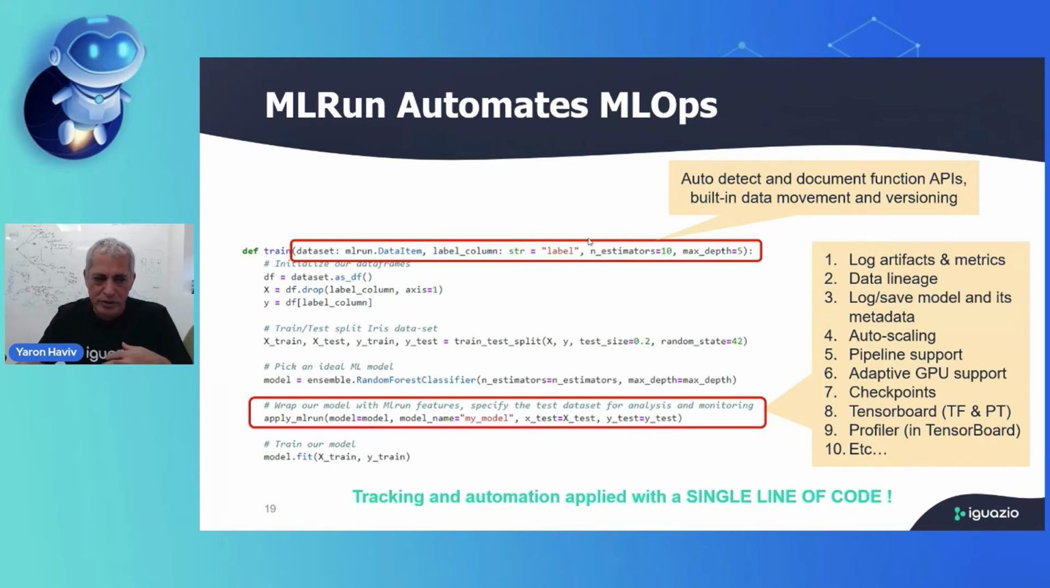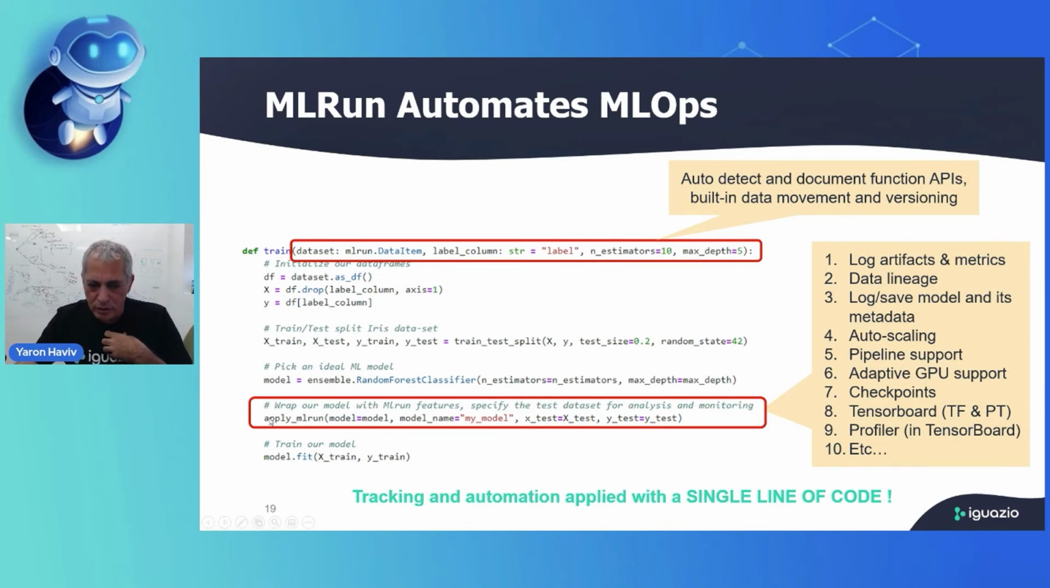So in MLRun, you can just go and build your own simple function. No need to build arguments and all of that. MLRun will analyze your code, will detect the parameters, will build documentation for your functions and so on, just by importing your functions.